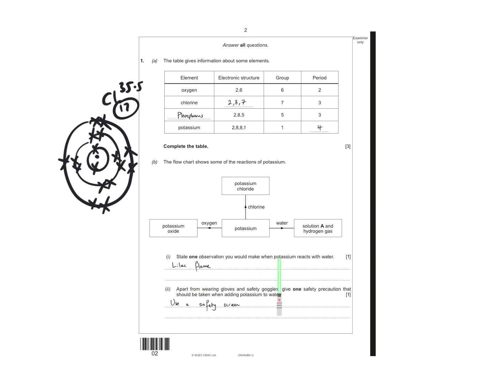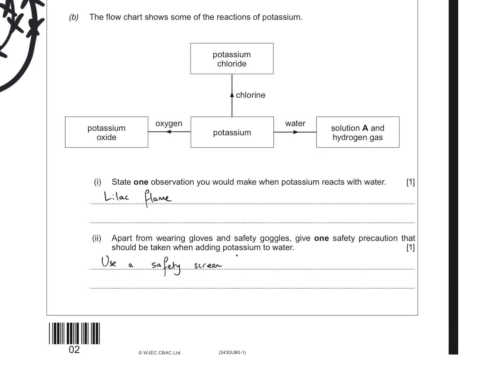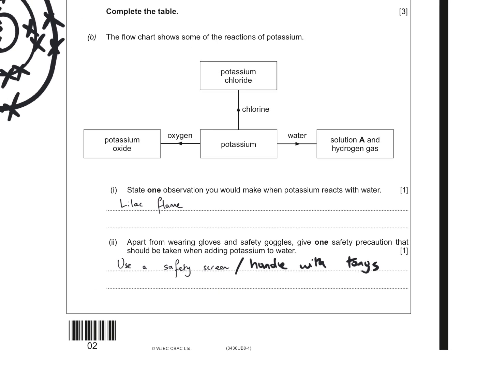State one observation you would make when potassium reacts with water. Well, we're going to get a lilac flame. Apart from wearing gloves and safety goggles, give one precaution that could be taken when adding potassium to water. We could use a safety screen. We could also handle it with tongs in case there's any moisture on our hands that it may react with.